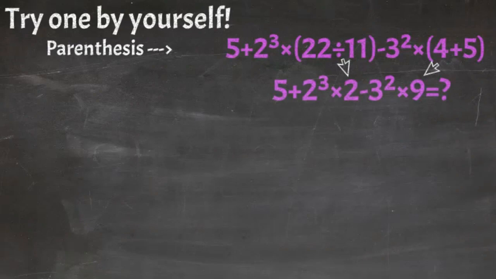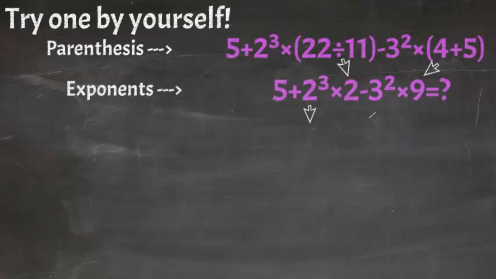So now we're going to look for exponents. And again, we have 2 exponents. We have 2 to the third, which we know is 8, and we have 3 to the second, which we know is 9. So now we have a new equation. 5 plus 8 times 2 minus 9 times 9, and that equals the answer.